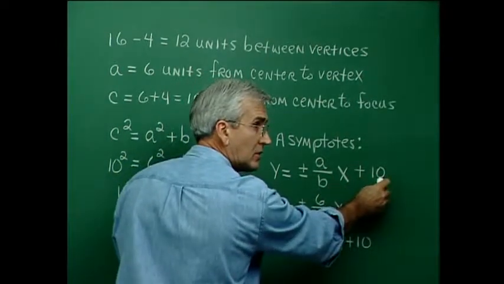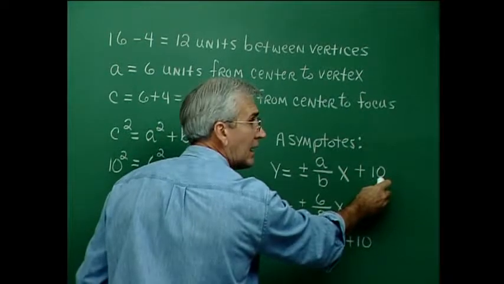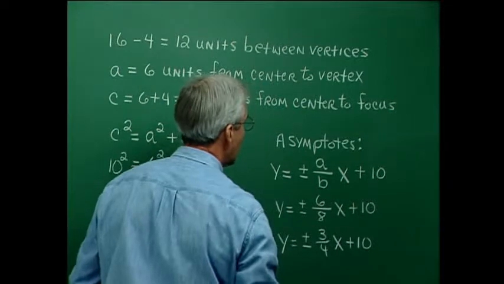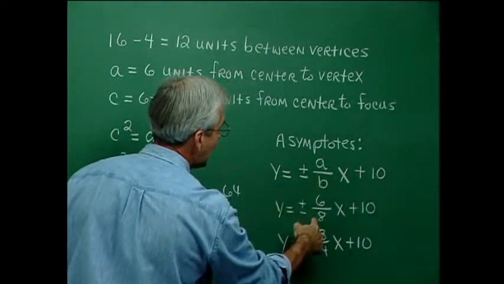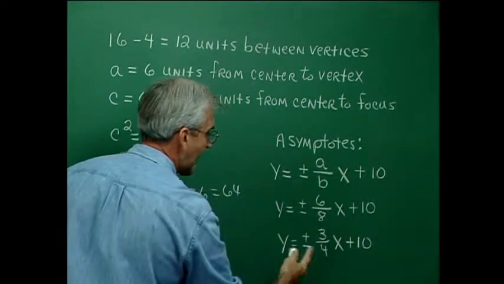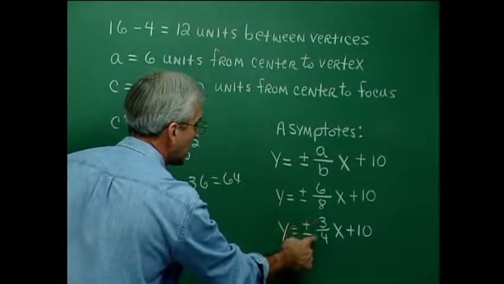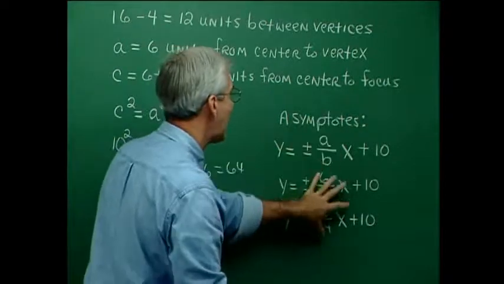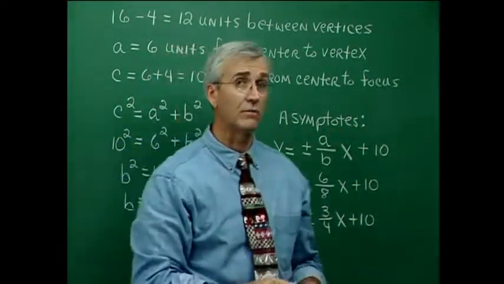10 is the intercept, the position for our center, and we know the asymptotes go through that center. Okay, so A is 6, B is 8, so 6/8 or 3/4. So the asymptotes are at y equals plus or minus 3/4 x plus 10. Then we could go back and structure the asymptotes and draw the graph rather easily from here.